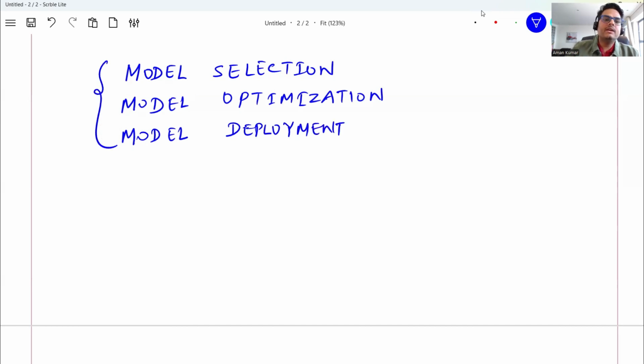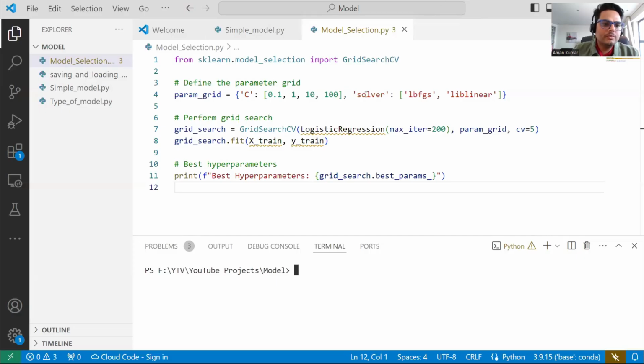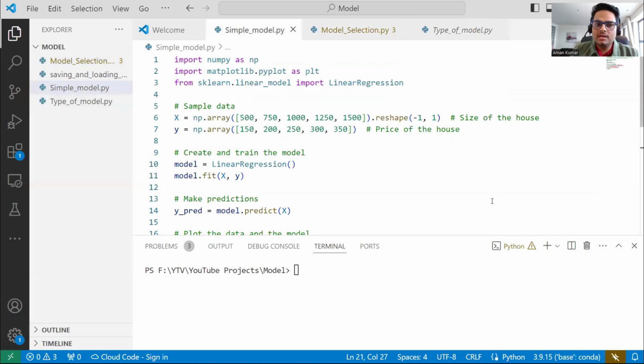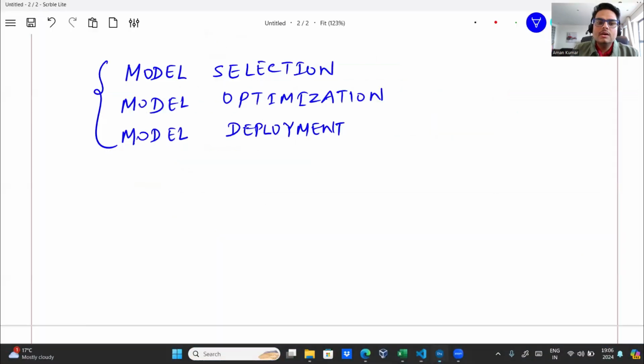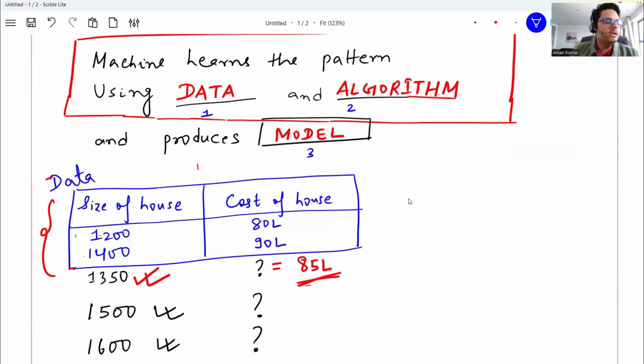Let's go ahead in Python and try to get some feel of how model selection, model optimization, and first of all, model building happens. So I'm taking you to my Visual Studio here, and I'm trying to show you a simple model. So remember, what is a model? A model is basically an entity that has learned the pattern from the data. So what are the few things we will need? We will need data to create a model, right? We will need data, we will need an algorithm, and then we can get a model.